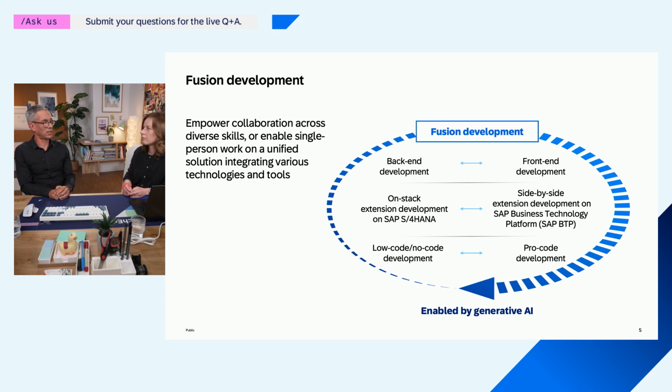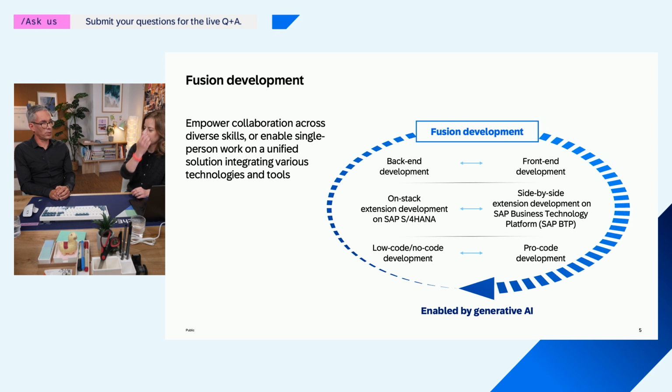The other thing you might have in your solution is that you have to do something on stack in S4. Again, you might want to create a service or an event that extends S4 directly on the platform. But then you also have an extension on the BTP, like a new process, for example. So you do on-stack development, but also BTP development.